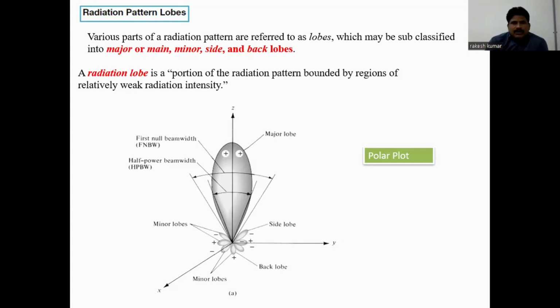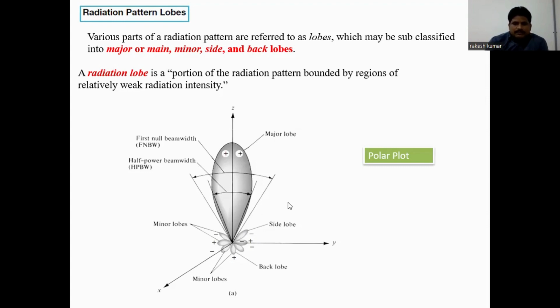So, what is meant by radiation pattern lobes? The various parts of a radiation pattern are referred to as radiation pattern lobes. If you observe here, in this radiation pattern, we have a major lobe, and except this major lobe, all the remaining lobes in all directions, we call minor lobes.